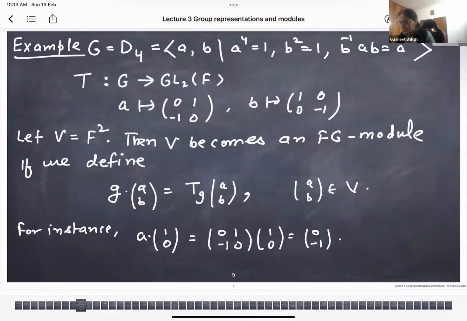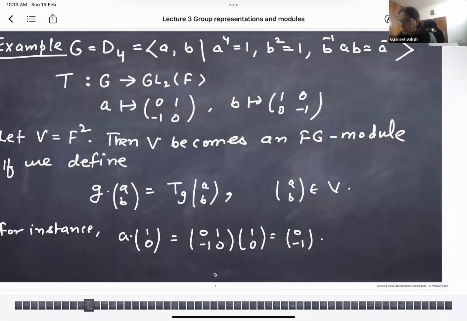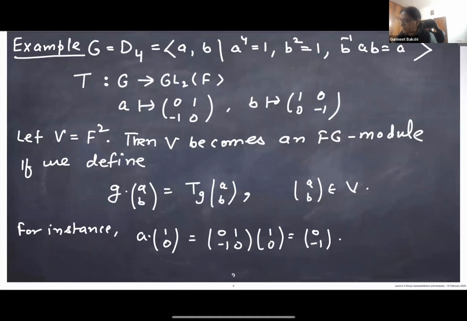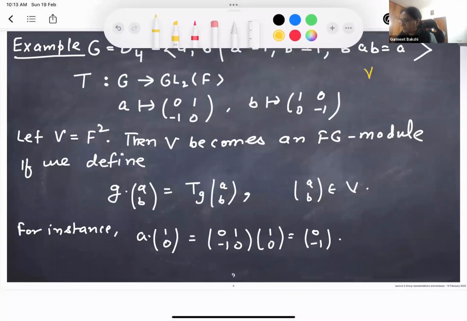So for example, let's say we saw this, a representation of D4. We saw this is a representation of D4, the dihedral group, two-dimensional, and look at what is the corresponding FG module. What will be the vector space? You are in GL2F, the vector space will be a two-dimensional vector space over F. V is your F2.